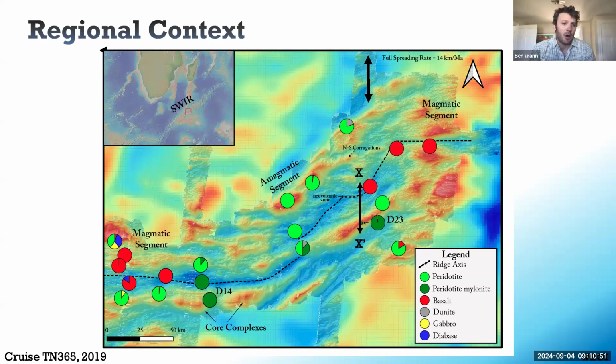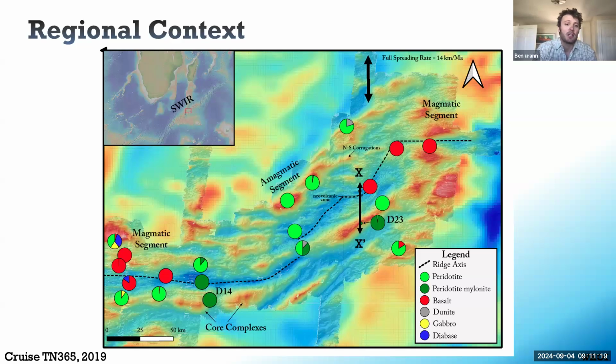Now, if we start in the bottom left corner, down here in the west, we have a relatively magmatic segment where we're exposing peridotites, basalt, diabase, and some gabbros as well. The colors here, you can see diabase is in blue, gabbro is in yellow. And when we sample the actual immediate ridge axis, we do get quite a bit of basalt, and this is consistent with the magnetics that we see in this area as well.